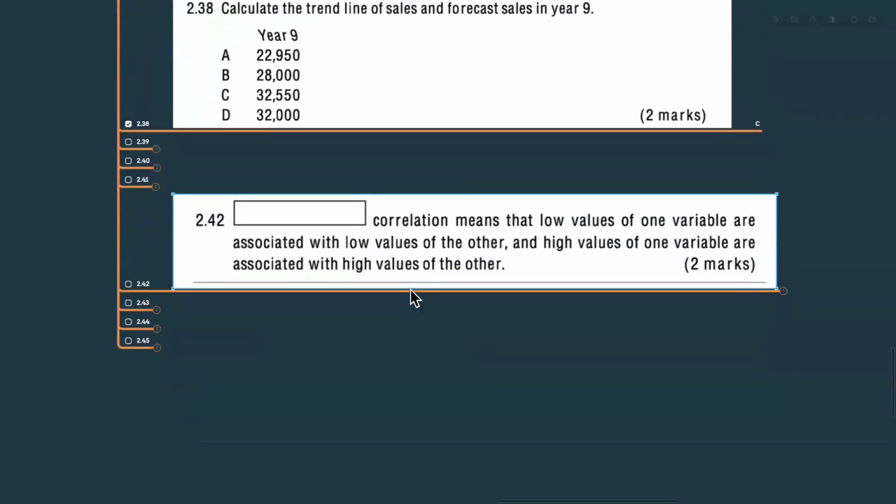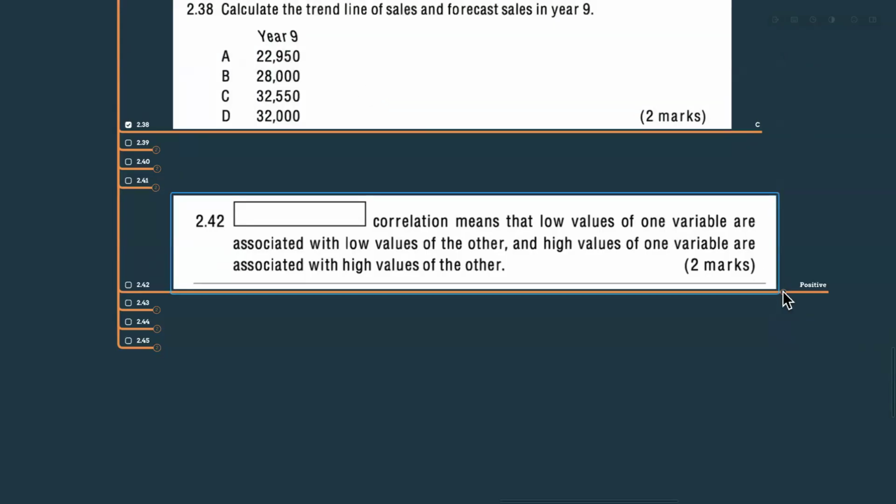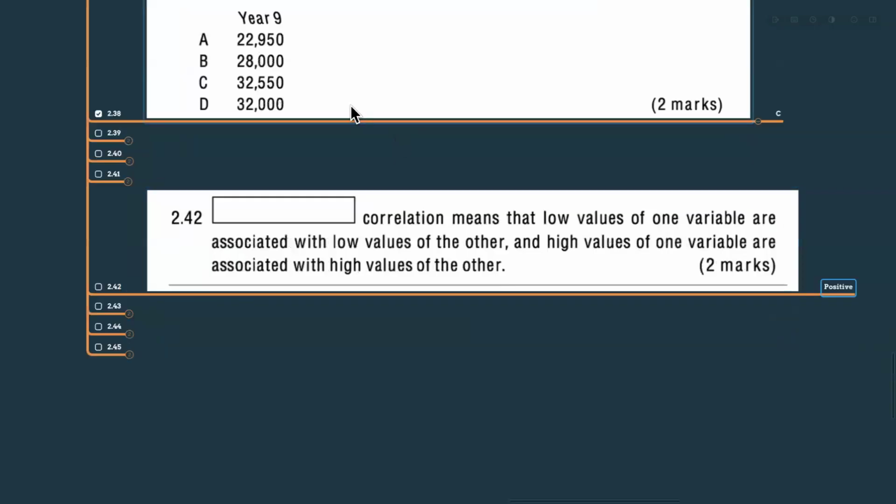See this question. The correlation means that low values of one variable are associated with the low values of the other, and the high values of one variable are associated with the high values of the other. What's the term we are using? Is it a positive correlation, negative correlation, or no correlation? Low values associated with the low values of another variable, and high values associated with the high values of the other variable. What is that? It's going to be a positive relationship, as we have discussed earlier. That is 2.42.